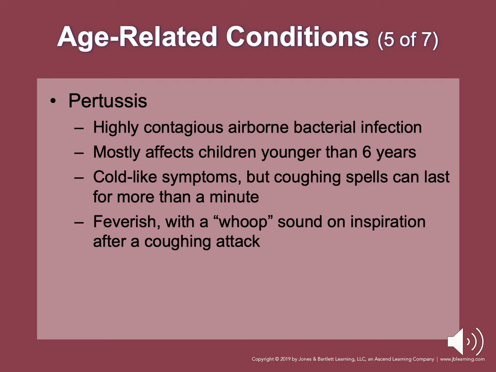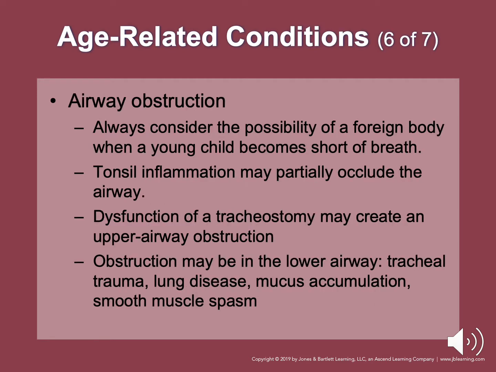Airway obstructions: always consider the possibility of a foreign body when a young child becomes short of breath. Tonsil inflammation may partially occlude the airway. Dysfunction of a tracheostomy may create an upper airway obstruction. An obstruction may be in the lower airway below the vocal cords: tracheal trauma, lung disease, mucus accumulation, smooth muscle spasms. Edema may present in a patient who has been exposed to toxic chemicals or superheated air.